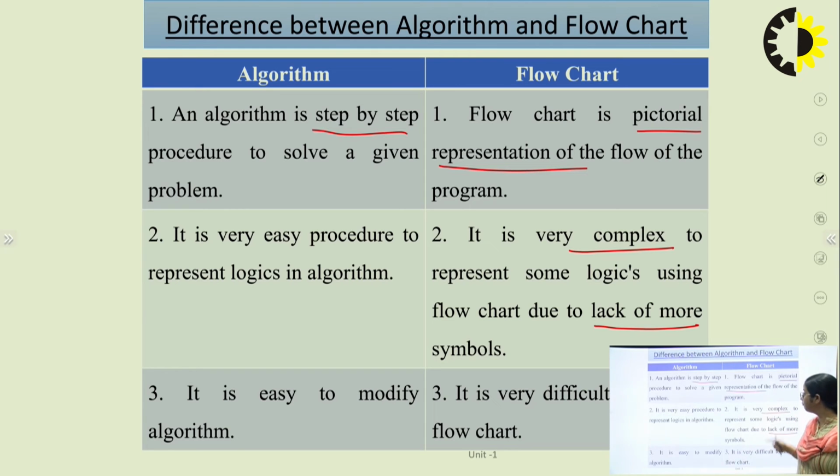But in a flowchart the modification is a little bit difficult, because if you are changing any symbols or any flow, that means we have to check the whole flow from up to down. So this is a little bit difficult as compared to an algorithm. So these are the differences between the algorithm and the flowchart.